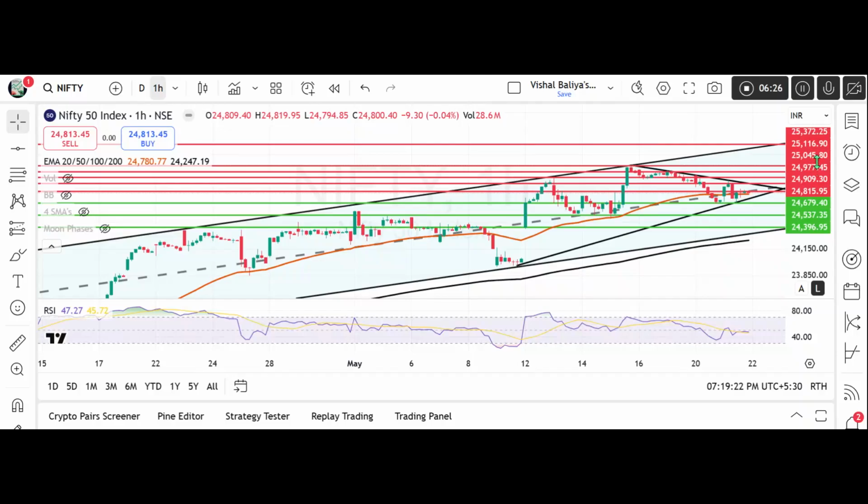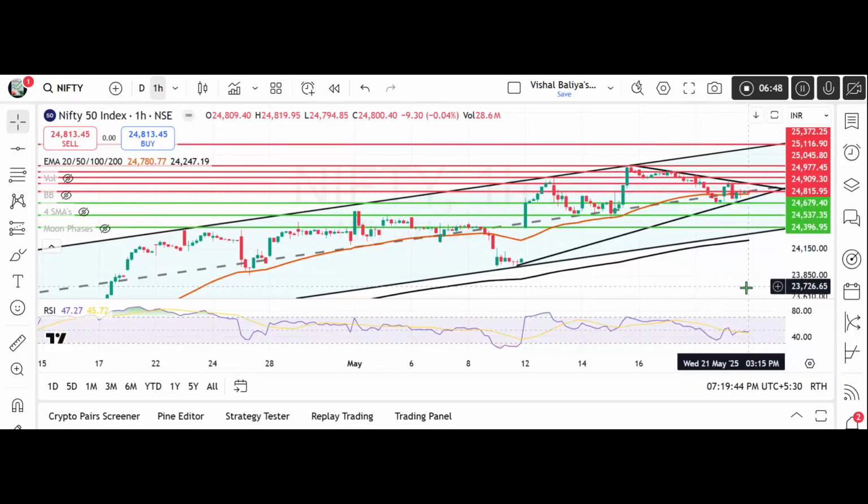24977, 25045. These resistances we can get by drawing a horizontal line at the peaks, and for supports you draw a horizontal line at the valleys or the bottoms of the moves, right? So I say the green lines are supports and red lines are resistances.